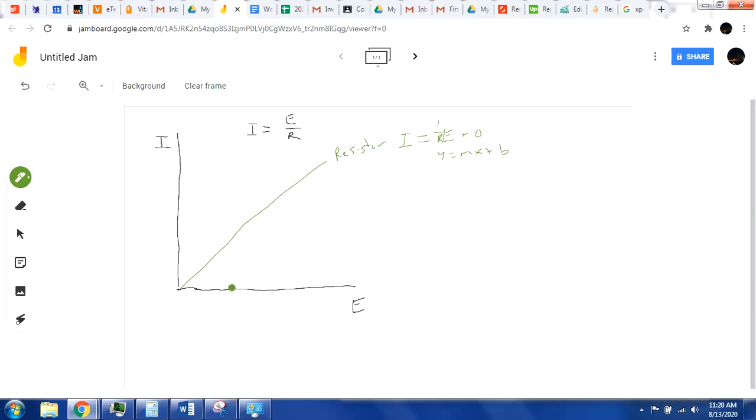Y equals mx plus b, right? It's a line, it's linear. If we change the voltage just a little bit, the current will change depending on our resistance. And that's great. We like that. Our intercept is 0. Hey, this is all great. That's all good in the world. We like resistors for that reason.